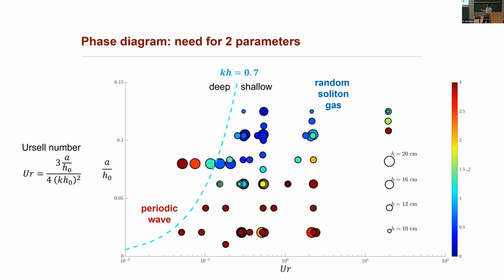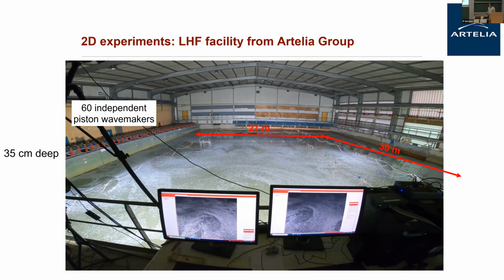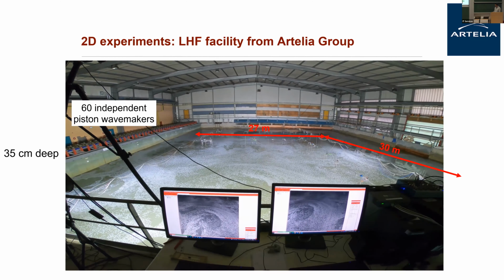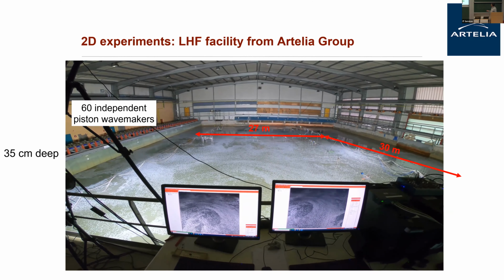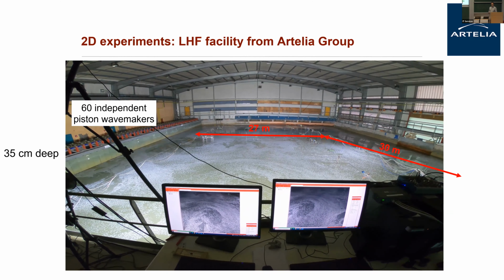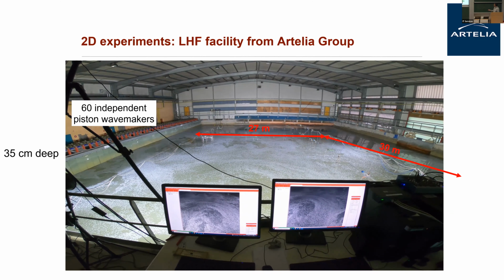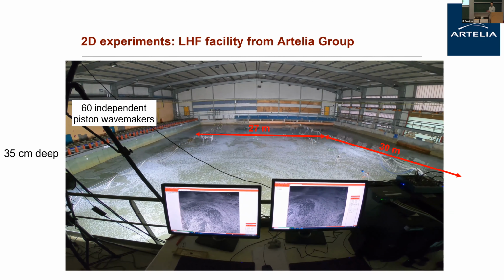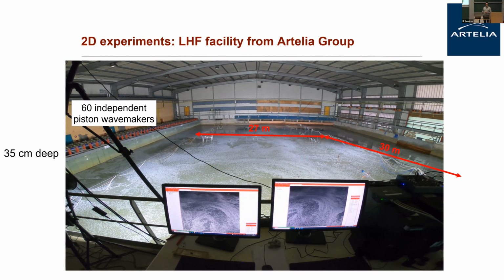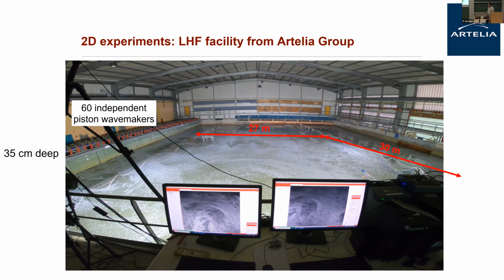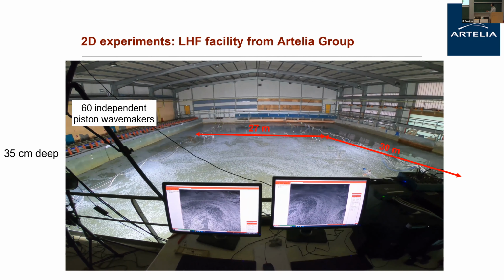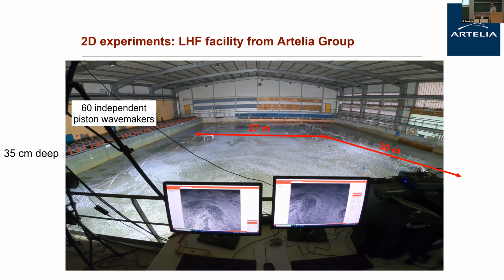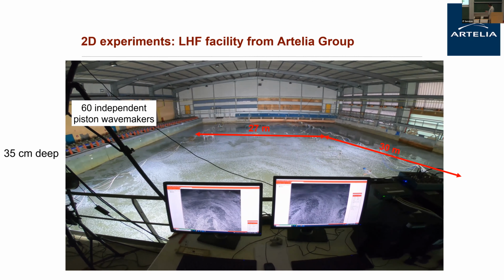Okay, so after looking at this, we said, okay, well, maybe it could be fun to actually go to 2D. And in Grenoble, we have a nice facility, which is owned by the Artelia Group, actually. So it's a private company. It's a 30 by 27 meter square tank, with one side being made of 16 independent piston wave makers, so that you can generate waves with a very complex shape, in particular waves with an angle to the wall. And the depth is 37 centimeters here, so we can go there with boots in the experiment.